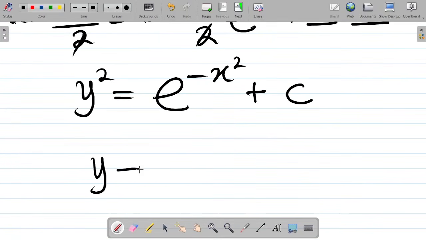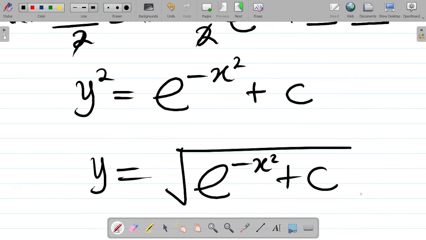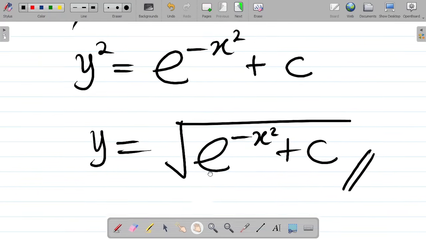So y will be equal to the square root of exponential minus x squared plus c. So basically this becomes the answer to the question.